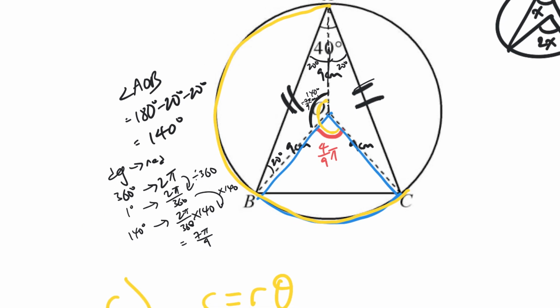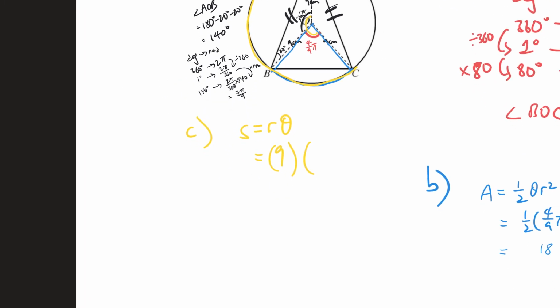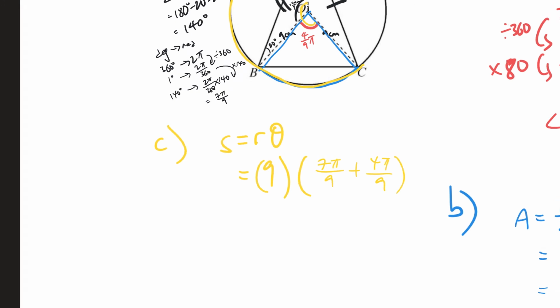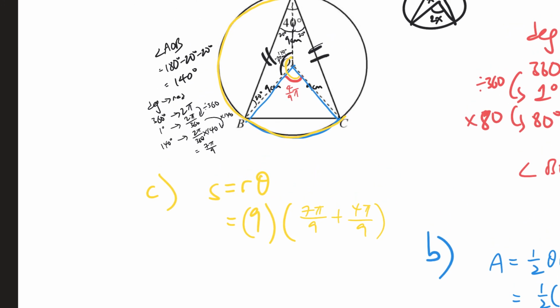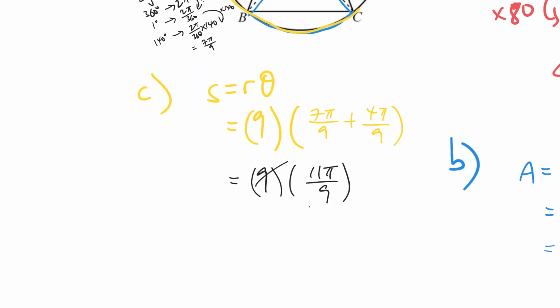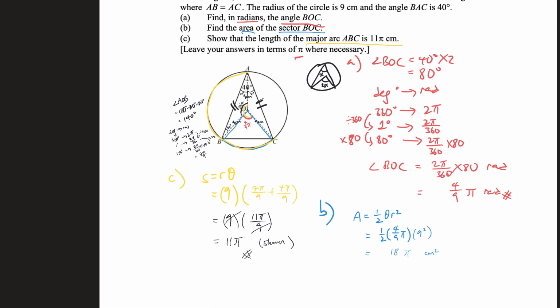Okay, so the yellow angle is therefore 7 pi over 9 plus 4 pi over 9. And that gives me 9 multiplied by 11 pi over 9, and the 9s cancel out, 11 pi. Shown. Well, it's in cm.